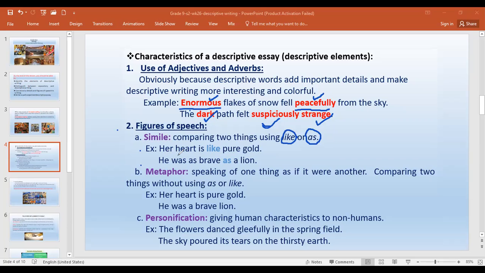Thank you, Hadi. Reem, what are we comparing in the first sentence? Her heart is like pure gold. What are we comparing? What two things? Can anyone tell me? Okay, two people raised their hands. Kalam, what are we comparing? In this case, we're comparing her heart with pure gold. Okay, we're comparing her heart with pure gold using like. Exactly.